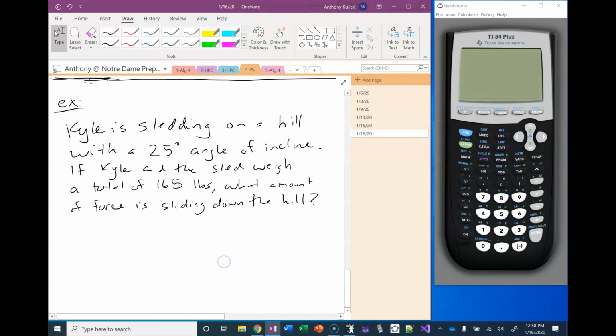Okay, so if Kyle is sledding on a hill with a 25-degree angle of incline, and if Kyle and the sled weigh a total of 165 pounds, what amount of force is sliding down the hill? Those of you that are in physics, this should sound like a familiar problem type setup, right?